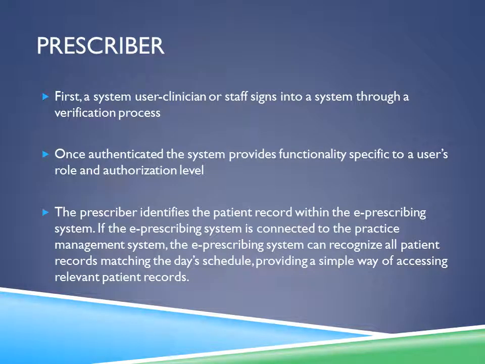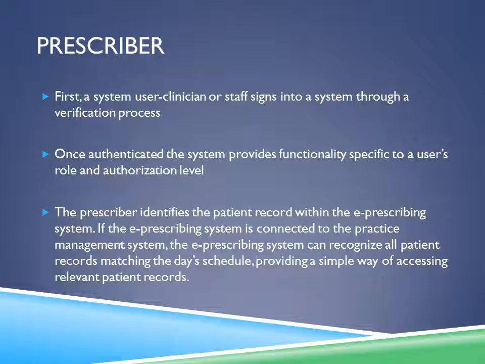Prescriber. First, a system user, clinician, or staff signs into a system through a verification process, authenticating their identity. The standard authentication requires username and password, although other technologies like Secure ID, digital certificates, or fingerprint readers are available. Once authenticated, the system provides functionality specific to a user's role and authorization level. Different user types have different legal permissions to enter or review or modify prescriptions. And this comes into play when they try to edit stuff, as the system will tell them if they're allowed to or not.